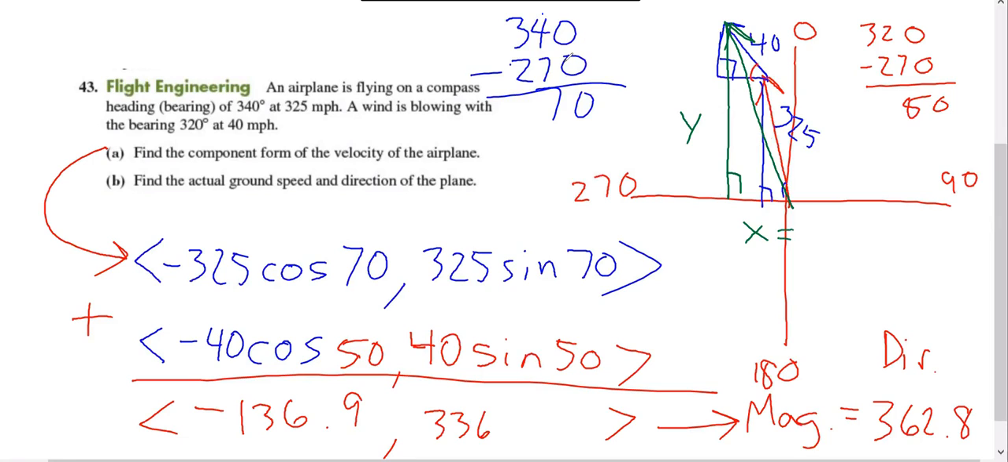That x value is negative 136.9. That y value is 336. Now, how do you find this angle right there? Don't we do the inverse tan? Yeah. Of 336 over negative 136.9.